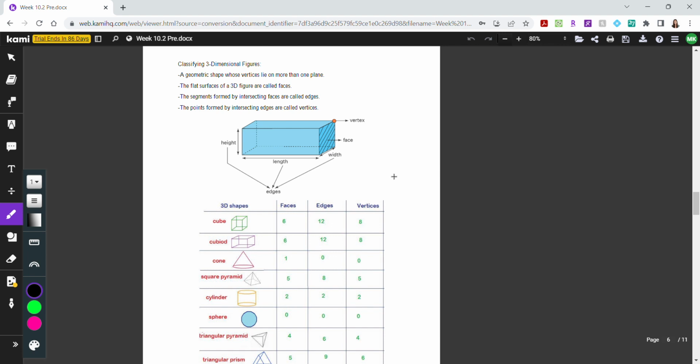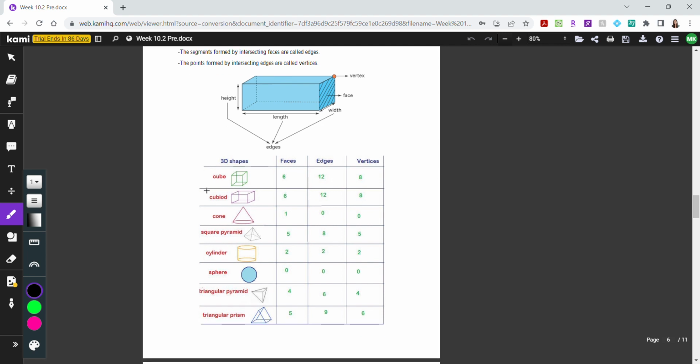And here is a really helpful chart to see how many faces, edges, and vertices each of these 3D figures have. You don't have to memorize it. You can always just count it on your own during the test if they ask you how many faces, edges, or vertices are in a 3D shape.